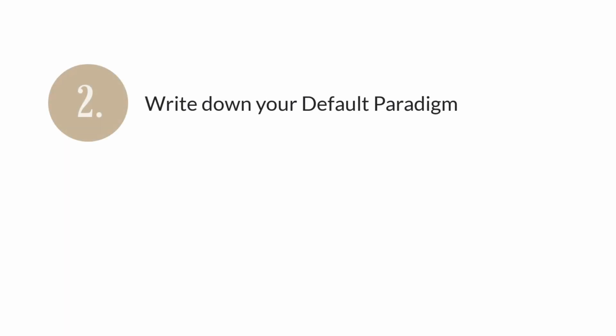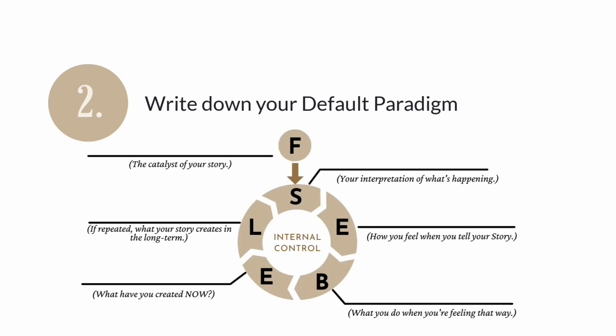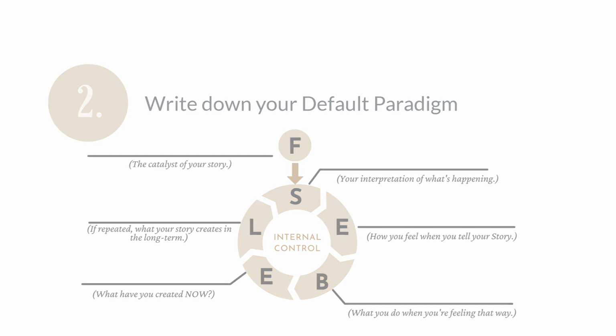Step number 2. Write down your default paradigm. Create a paradigm by separating the facts, filling in a troubling piece of your story, finding the emotion and behaviors, and ultimately the effect and the legacy you're creating in your life. This is what your brain has created on autopilot.